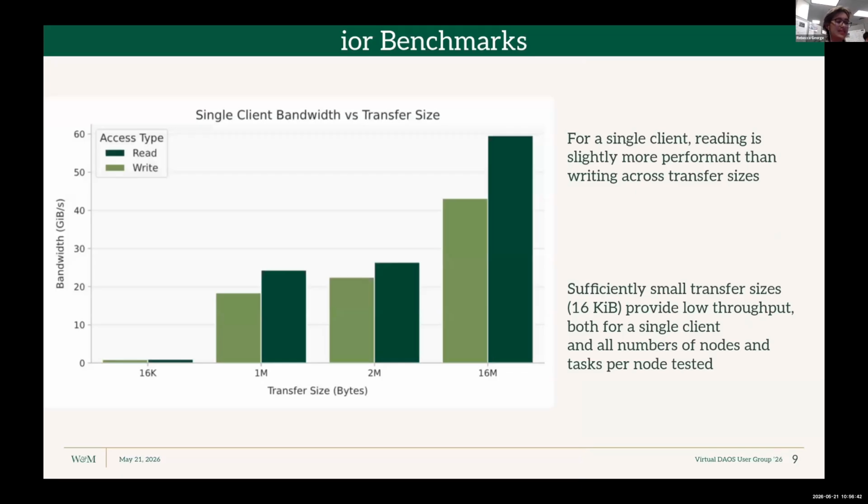And then for a single client using the DFS API, we found that although the read and write bandwidths were much more similar to each other than they were with the POSIX API, the read bandwidth was typically slightly higher.